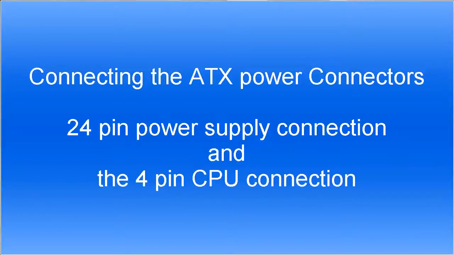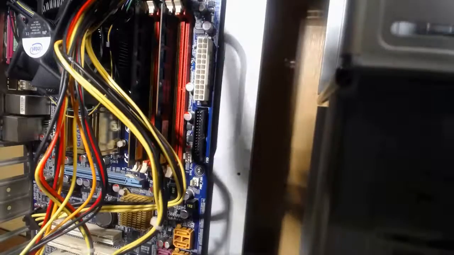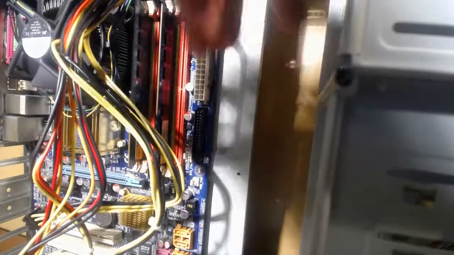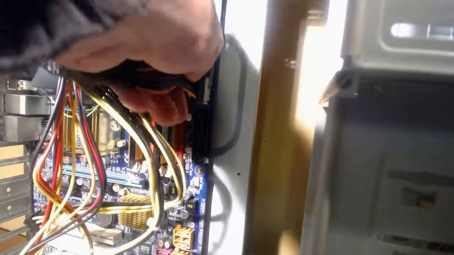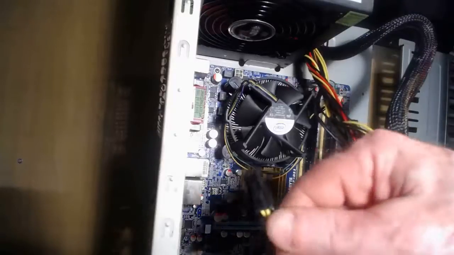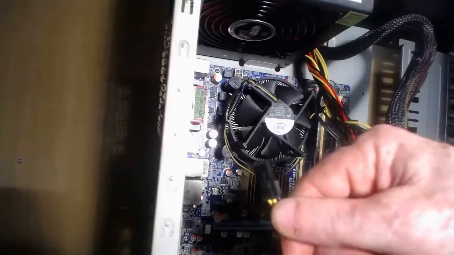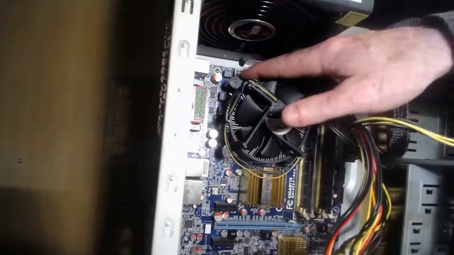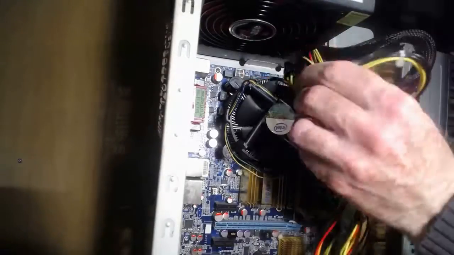Now we connect the 24-pin connector to the motherboard. You can see it there. It only goes in one way, so you get the idea. There's that guy plugged in. And the next one we have to do is the 4-pin. And there is the actual connection.